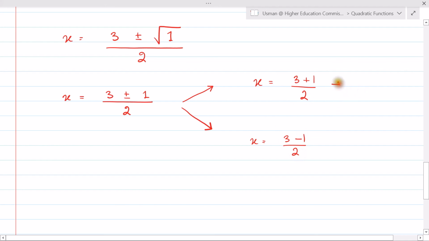If I solve this further, this is going to be x equals 4 over 2, while this is going to be x equals 2 over 2. I know that 4 over 2 simply means that x equals 2, whereas 2 over 2 simply means that x equals 1. And if I want to write these as coordinates, once again, x equals 1 would be written as (1, 0), whereas x equals 2 would be written as (2, 0). And this is how you solve a quadratic equation using the quadratic formula, through which we have found the x-intercepts.